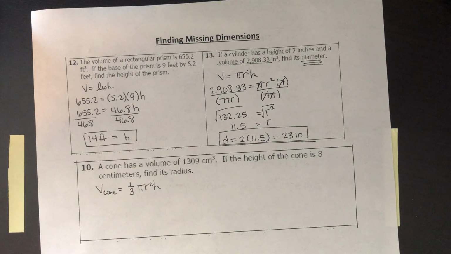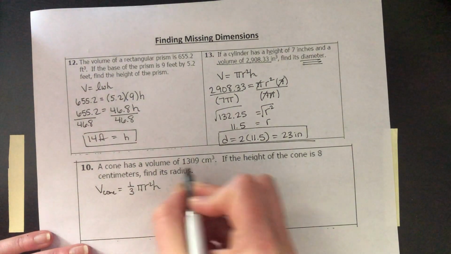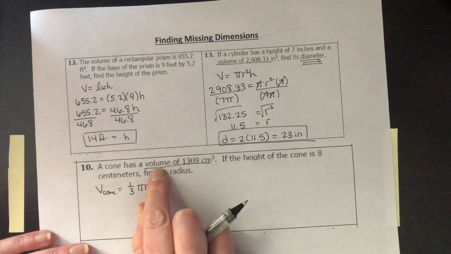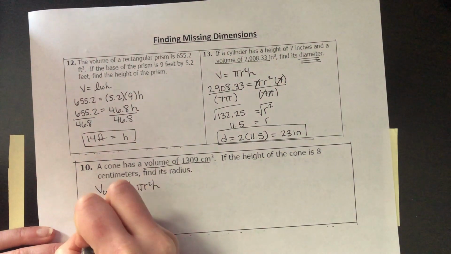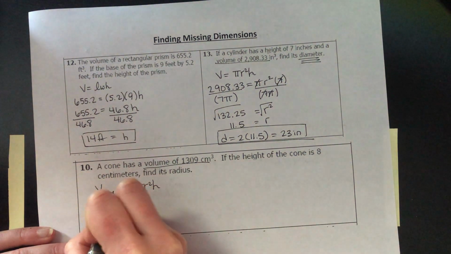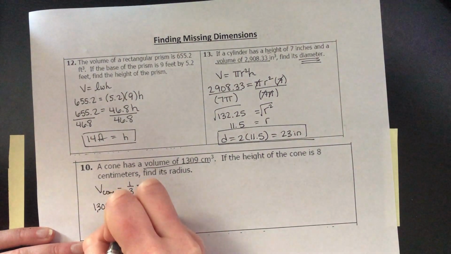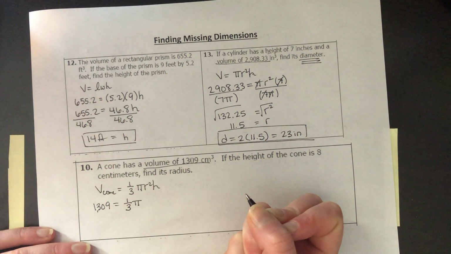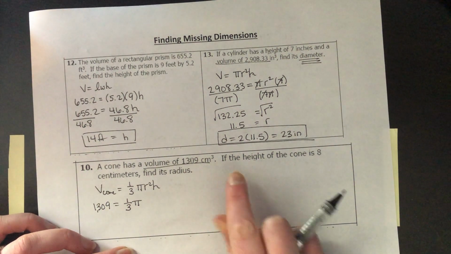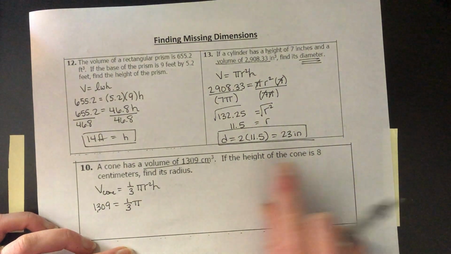Okay, and then I'm going to once again substitute my volume, my V, for 1309, 1,309 equals 1/3 pi. I'm sorry if you hear a ping pong ball. My cat's having fun. Let's see, it tells me the height, find the radius.